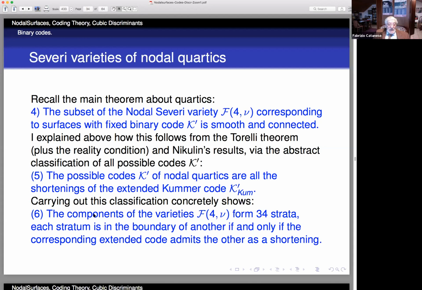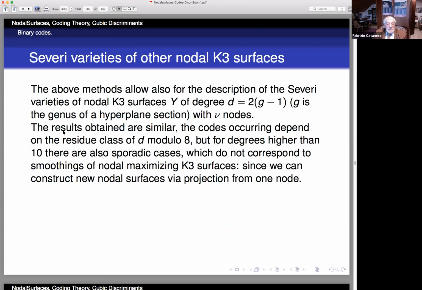And carrying out this classification concretely shows that the components form 34 strata. Moreover, the condition that one stratum is incident to the other means that it is a partial smoothing, and this happens if and only if the corresponding extended code admits the other as a shortening. So not only do we describe the strata, but also the incidence relation. The picture, of course, is more complicated than the simple picture which I showed in the beginning, but it is satisfactory.